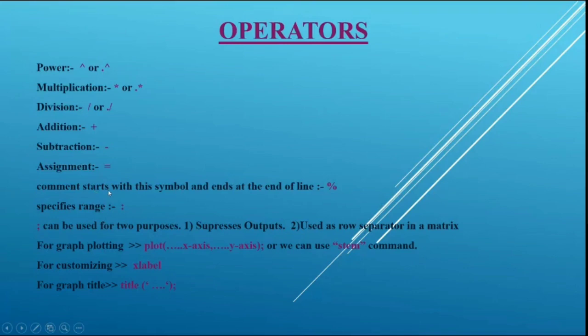In MATLAB, any comment starts with the percentage sign. Anything we write after this percentage sign will not be executed. For example, if we write a = 3 + 7 as a comment after the percentage sign, that statement will not be executed, as MATLAB will treat that statement as a comment.